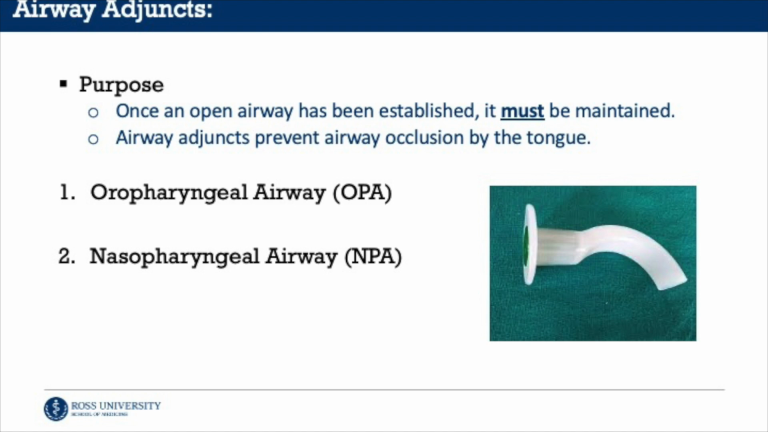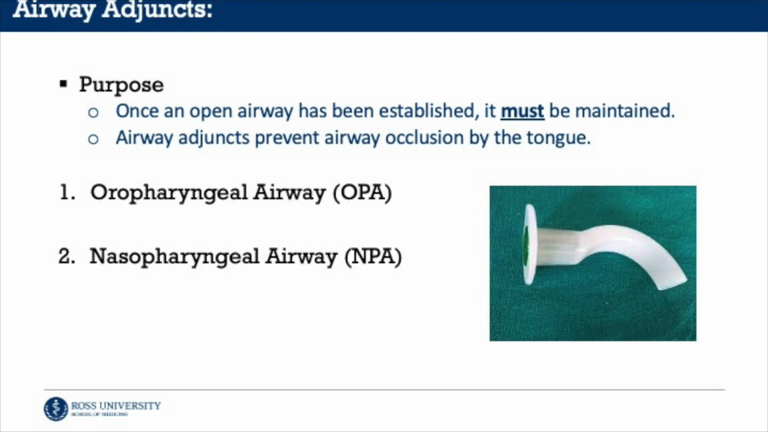Now let's discuss the airway adjuncts. What's their purpose? Once an open airway has been established, it must be maintained. The airway adjuncts prevent airway occlusion by the tongue. Here are the two types of airway adjuncts we're going to discuss in this presentation. The oropharyngeal airway, also known as an OPA, and the nasopharyngeal airway, known as an NPA.